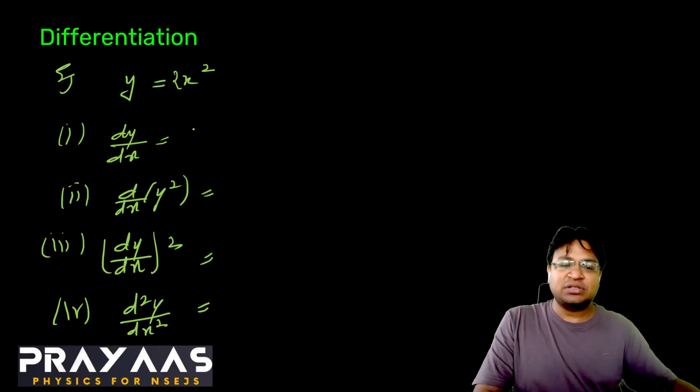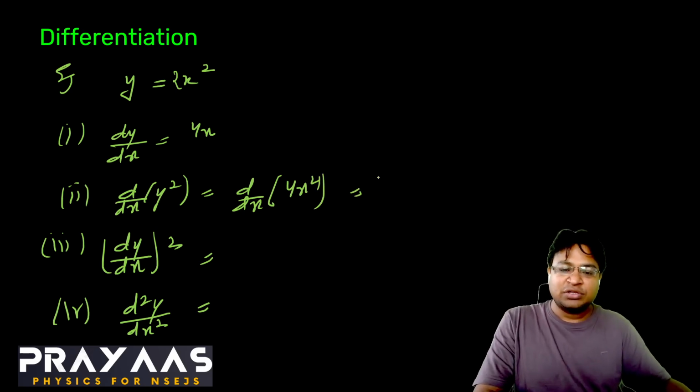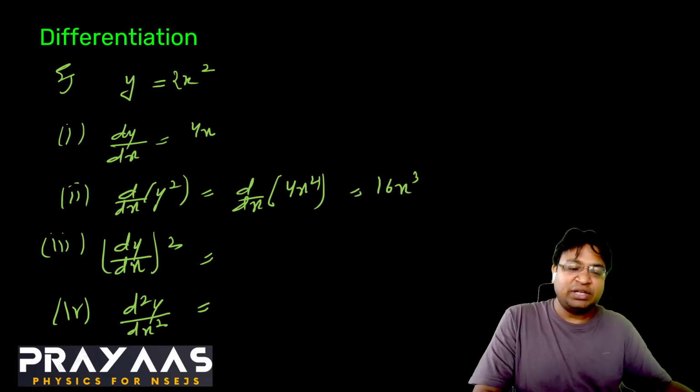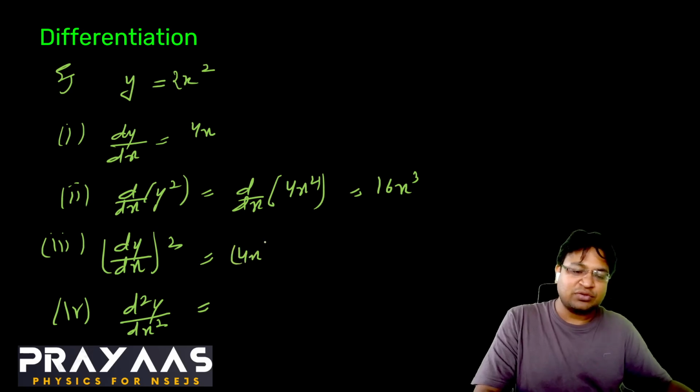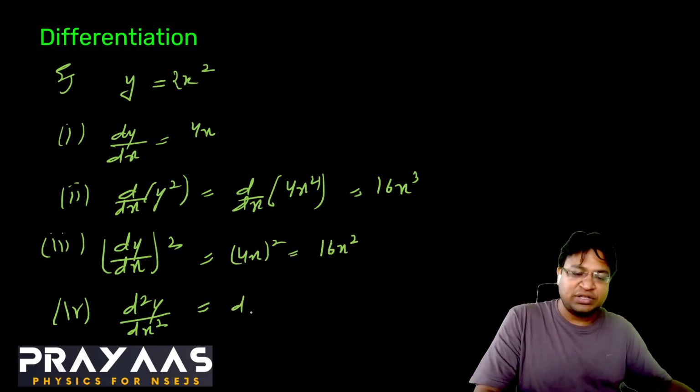So I'll give you the answers. This would be 4x. This would be d by dx of y square. Y square is 4x raised to power 4, so it will become 16x cube. This will be dy by dx whole square. Dy by dx was 4x, so 4x square, so this is 16x square. This is the second derivative of y. The first derivative of y was 4x, so the second derivative will become 4.